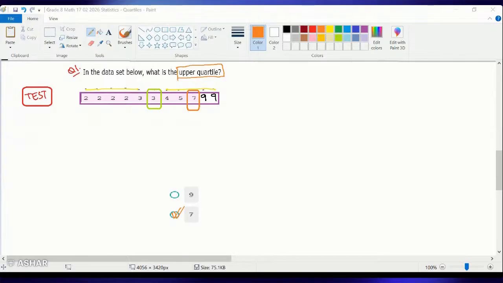Let's do the next question. In the next question, what they're asking us is, they have given us all 3 possibilities. We have to find the upper, lower, and the, okay.